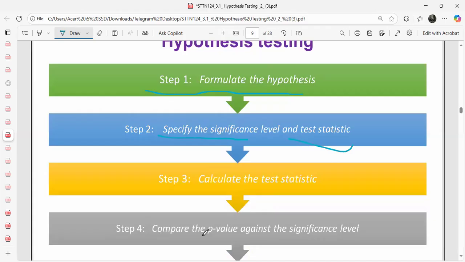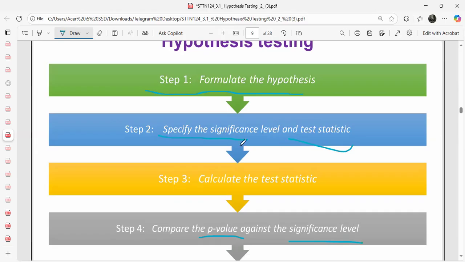Then step number 4 is when you compare the p-value. You will be given the p-value. But for those who are doing STTN124, you are not given the p-value. You will have to calculate the p-value by using the standardized normal distribution table, either table 1A or table 1B, the positive one and the negative one. And then you compare the p-value with the significance level that you will be given. Remember, you will always be given the significance level.